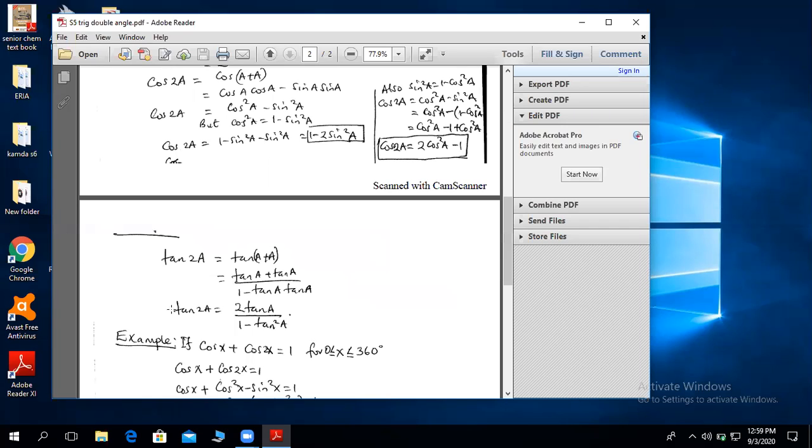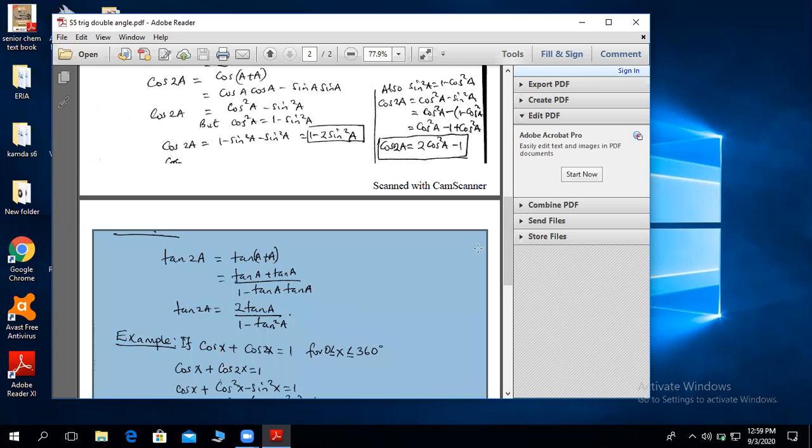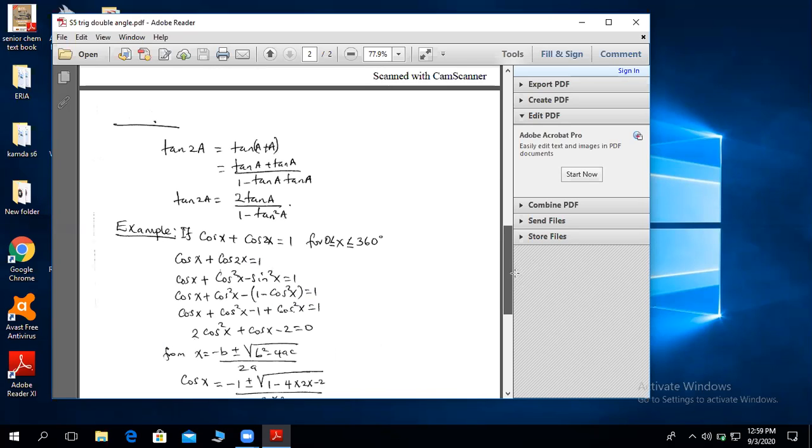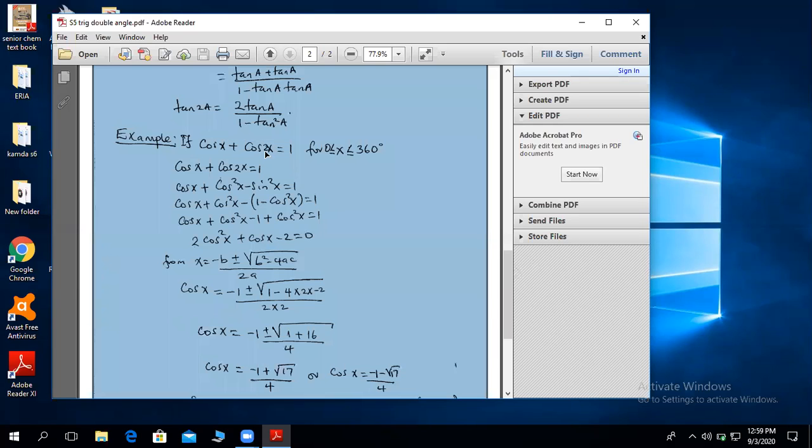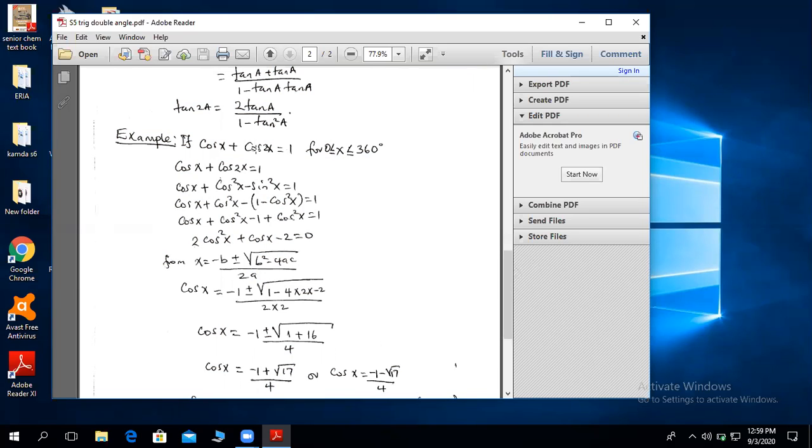So that's how we are getting that one. Now, how does that help us? If I have an example like this one, many of you would get problems because this is cos 2x. You would have found some of you adding cos x plus cos 2x, and you say that it is cos 3x, which is wrong. This is 2x, and this is cos x.